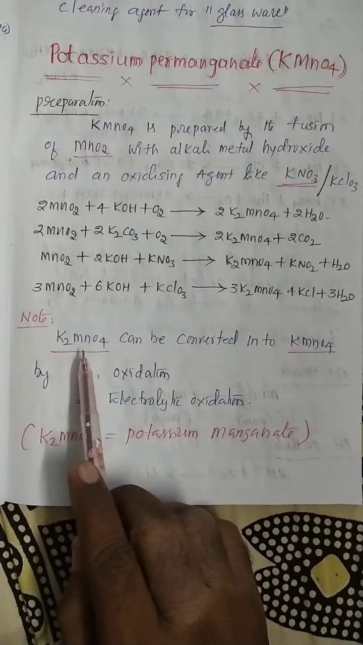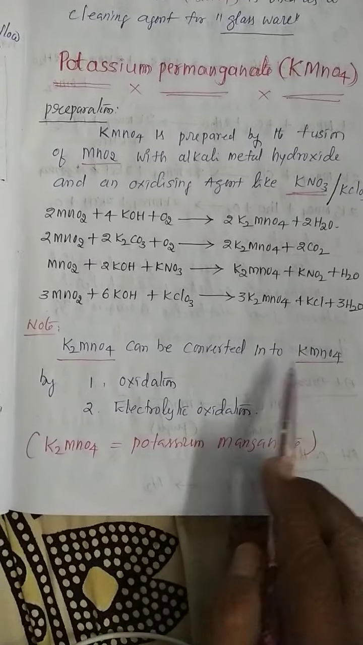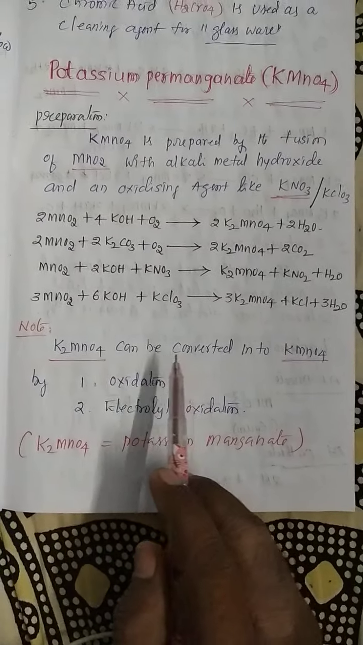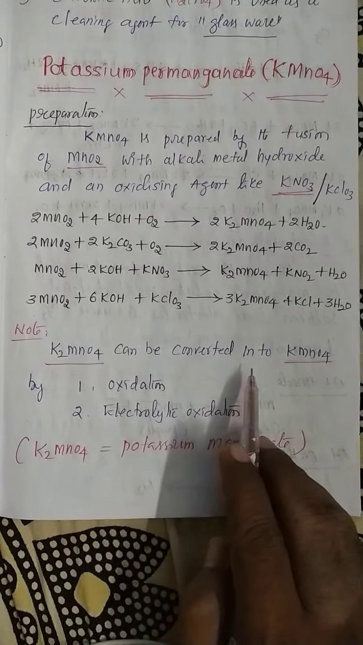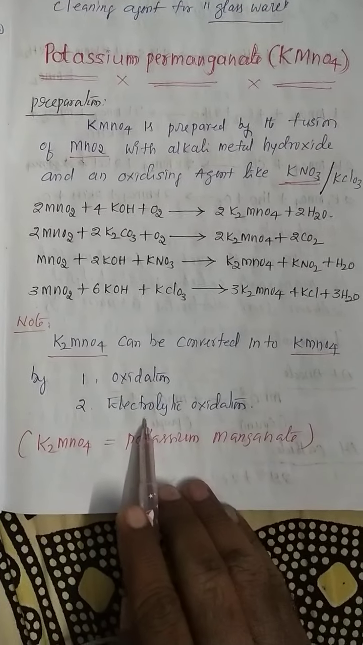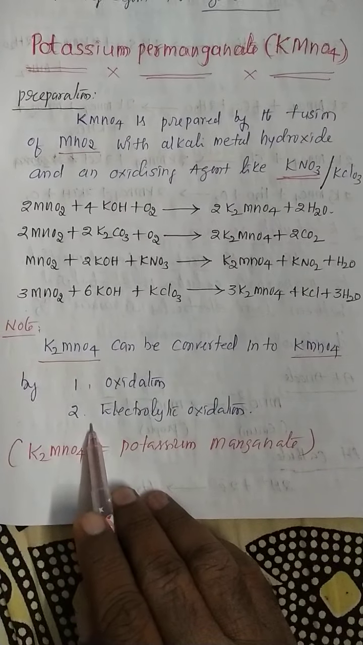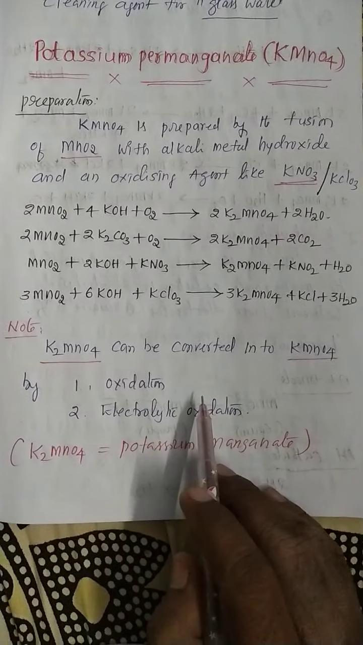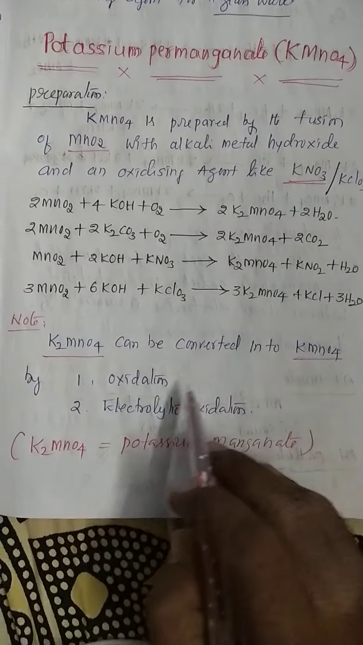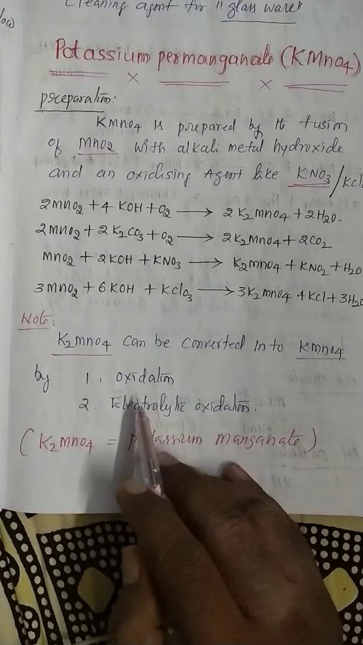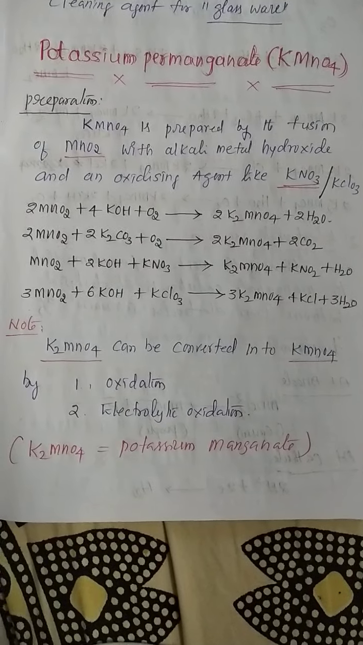After that, what happened? The potassium manganate can be converted into potassium permanganate by two methods. Number one is the oxidation method, and number two is the electrolytic oxidation method. See, important point my dear students, potassium manganate is converted into potassium permanganate by these two methods.